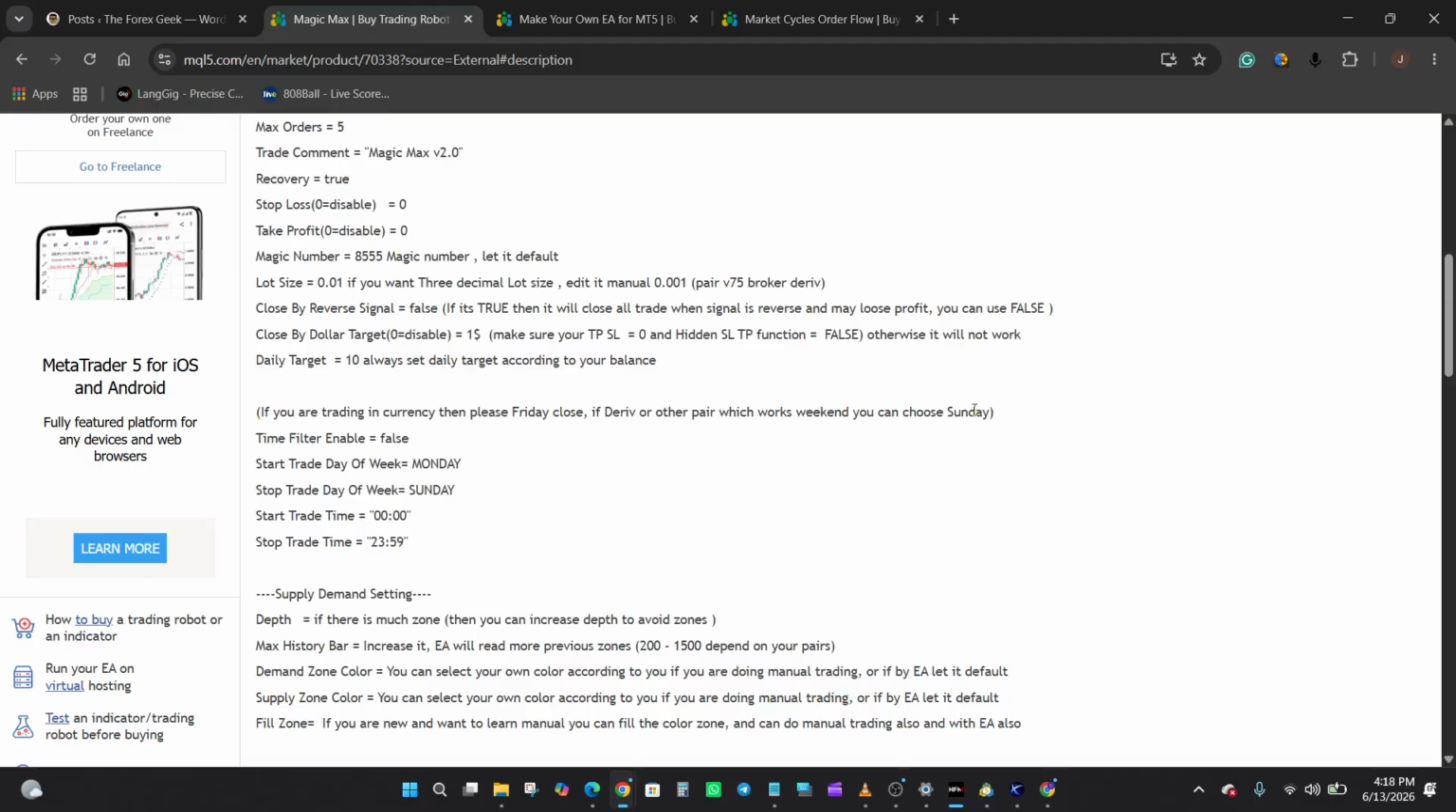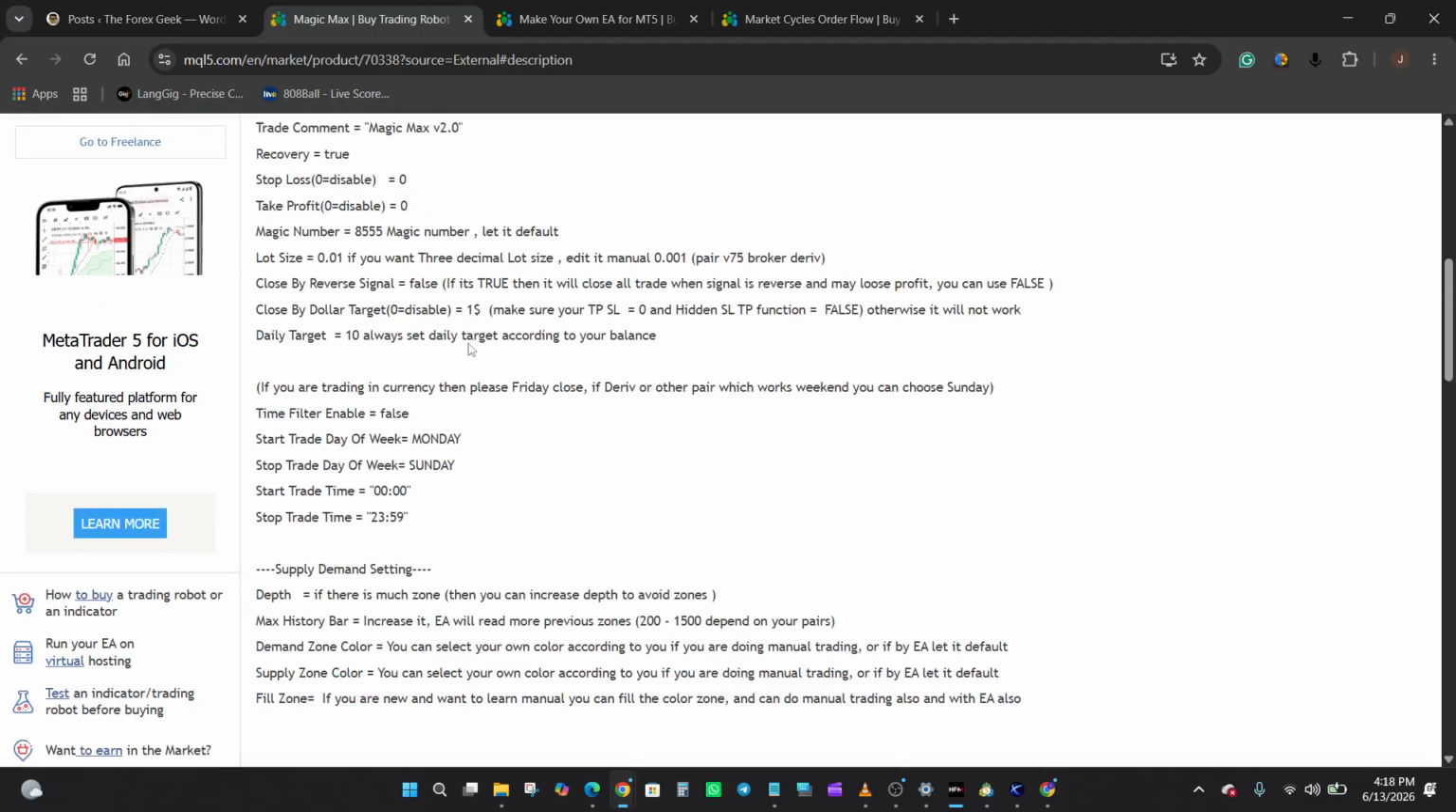There is also a close by dollar target feature, which is designed to close trades once a predefined profit level is reached. Alongside that, there is a daily target setting that allows traders to define a daily performance goal based on account size.